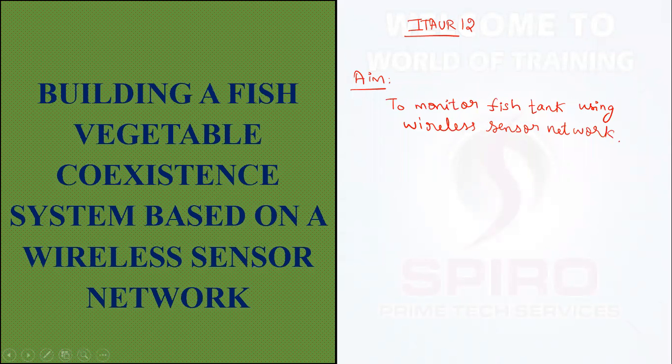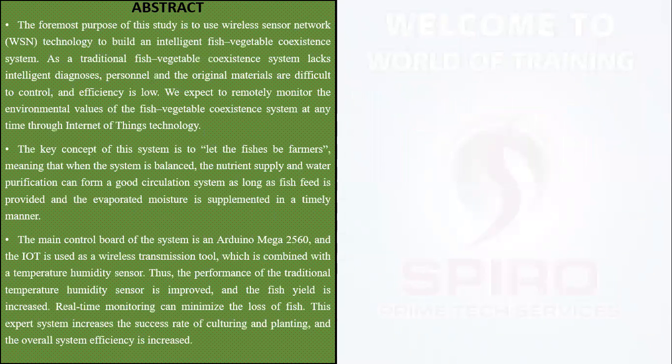Project code is ITAER12. The aim of this project is to monitor a fish tank using a wireless sensor network. Abstract.